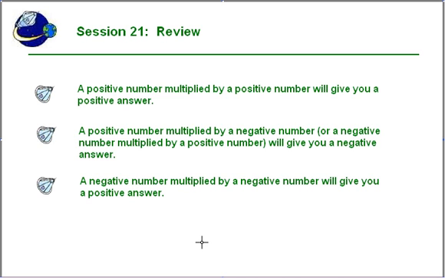Okay, over on the review page, it simply tells you a positive number multiplied by a positive number will give you a positive answer. A positive number multiplied by a negative number, or a negative number multiplied by a positive number, will give you a negative answer. And lastly, a negative number multiplied by a negative number will give you a positive answer. That's the end of session 21.